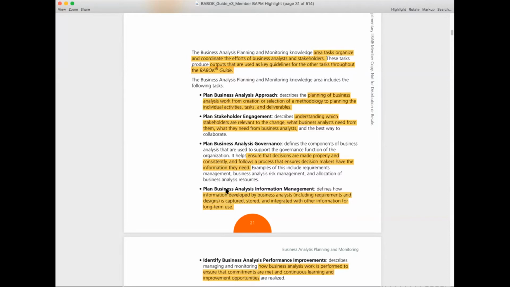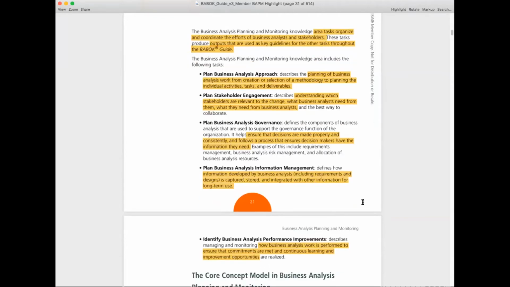And then planning business analysis information management talks about how we're going to store and access the business analysis information, basically the information that's developed during the business analysis process, how that information is captured, stored, and integrated with other information for long-term use.